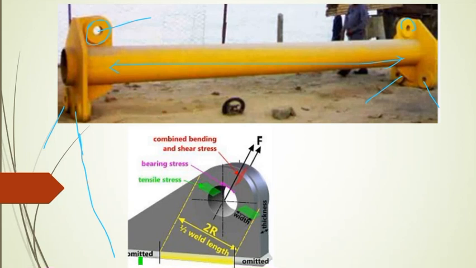Here you can see one simple example. Here is the force, and this plane, the green colored plane, will be a tensile plane, and bearing stress will be here. It will have the bearing stress, and combined stress will be there, and shear stress on this surface also. Half the weld length, 2 times r radius. Let's omit this, conservatively.